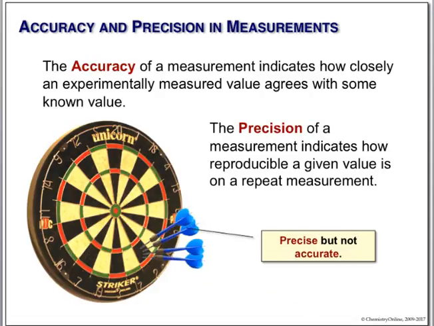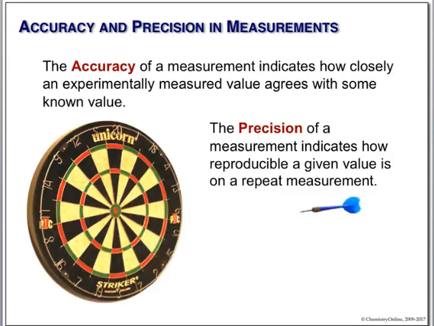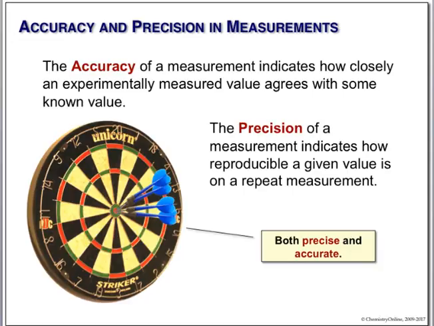All right, here we have 4 darts, nicely grouped together. That's very precise. However, we missed the center, so it's not accurate. And of course, finally, we have 4 darts in the center. This is a very accurate toss, and it's also very precise because they're all the same.